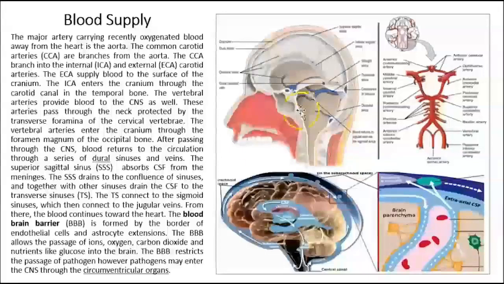So therefore, there's something called the blood-brain barrier. The blood-brain barrier is provided by the walls of the blood vessel, as well as the extensions that we get from the astrocytes. And this allows only certain things to cross towards your brain, but some other things will not cross from your blood into your brain. This is important again because, for example, we don't want bacteria to go inside your brain.